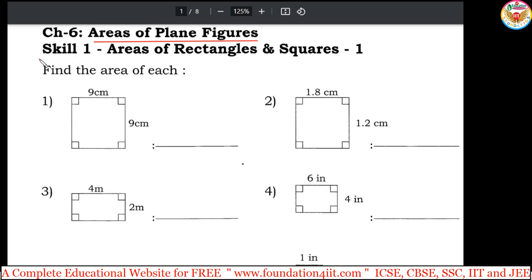What are the basic skills required to improve in these areas? First, the average or below average students are unable to do even the areas of 2D shapes. First, area of the rectangle and squares. Let's see now. So area of the rectangle.